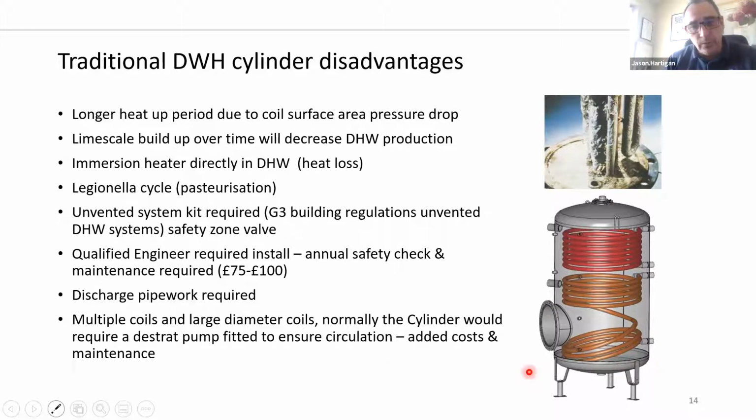So what you would do is you would get a pump, some pipe work, and then that pump would then circulate and destratify the thermal layers within that cylinder. So that's what we mean by destratification. Obviously, you've got on costs there, and pump costs and additional maintenance costs.